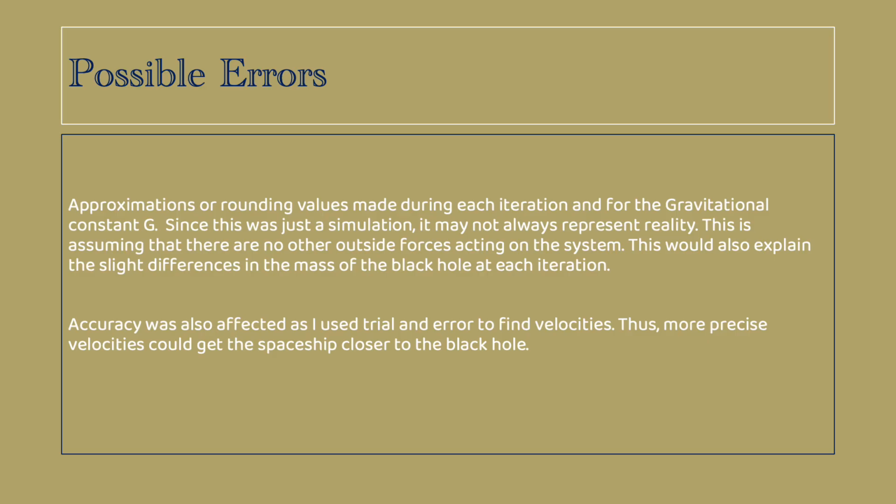So possible errors that may have occurred are the approximations or rounding values made during each iteration and related to the gravitational constant, because this is just a simulation and does not represent reality, and we are also assuming that there are no other outside forces acting on the system, and this could also explain the slight differences in the mass of the black hole at each iteration. Accuracy was also affected because I used trial and error to find velocities.